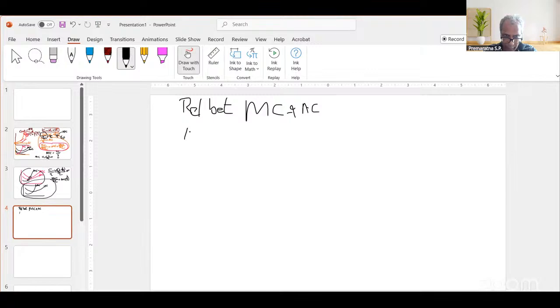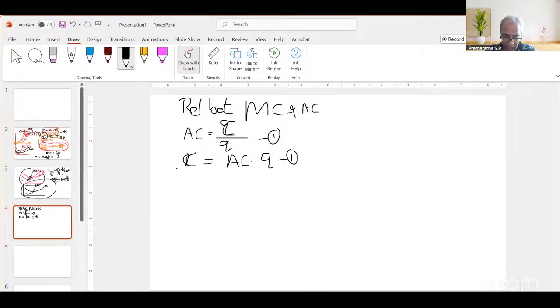Let's start with the average cost. So we found how to find the average cost: AC equals C divided by Q. Which means you can write C equals AC times Q, from this first equation. So this is the first equation rearranged.